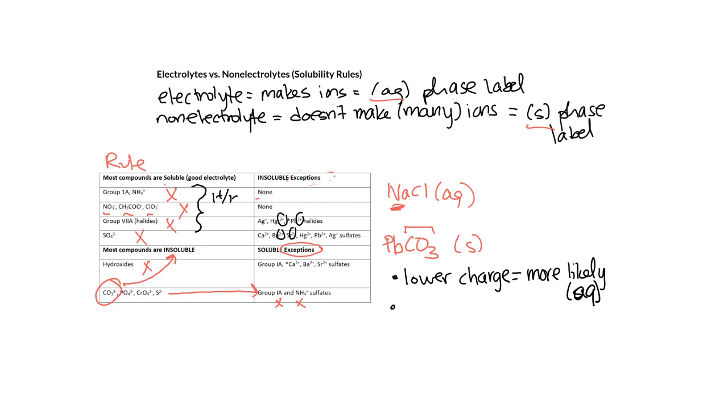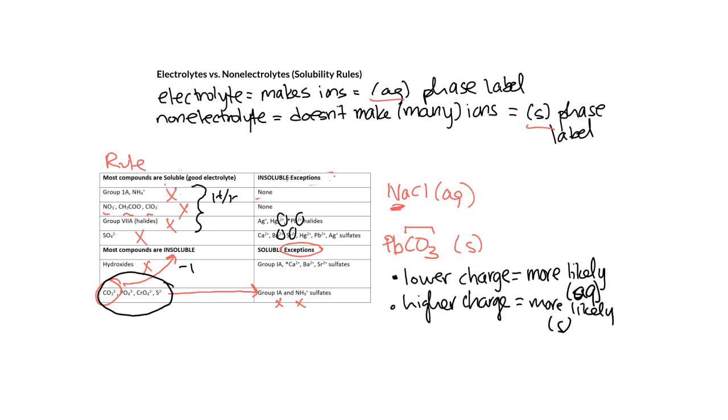On the other hand, higher charge is more likely solid. Yeah, hydroxide is a -1, but look at the rest of these. They're all 2 minus or 3 minus. And so if you want to use sort of a rule of thumb in your head, look to the charge. Big charges are probably solid. Little charges are probably aqueous.